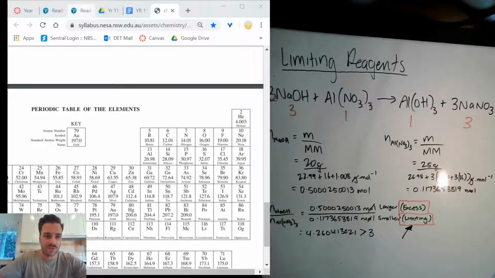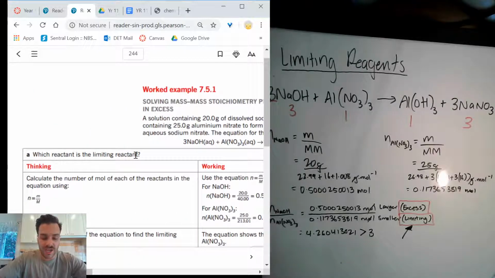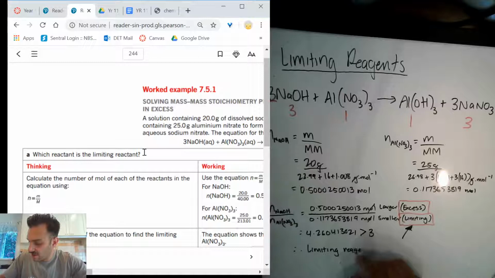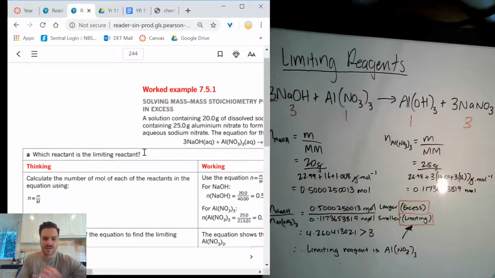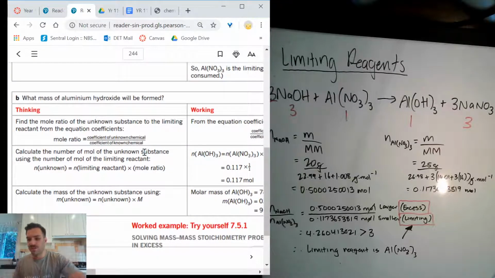So let's have a look at the rest of this problem. First, they want to know which is the limiting reagent or the limiting reactant. We just worked that out. So I would write a sentence like, therefore, the limiting reagent is aluminium nitrate. Okay, I would write that in a sentence, all right? What they want to know next is what's the mass of aluminium hydroxide that will be formed. Okay, we can go and work that out now.